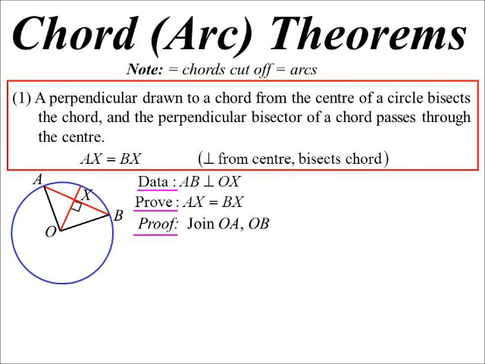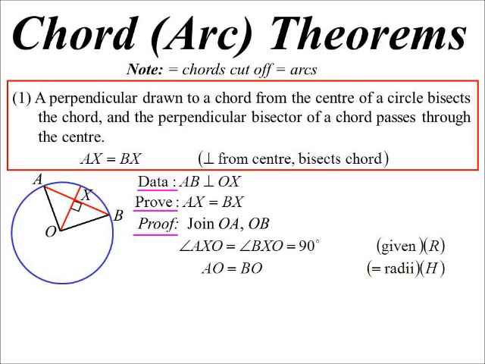Well, if I join up two radii there to create some triangles, so I've got AO and BO, they've given me that is 90 degrees. Okay, so I've got 90 degrees in both triangles. Well, AO and BO are both radii, so they're equal in length. And OX is common. Right angle, hypotenuse, side. So I now know those two triangles are congruent.